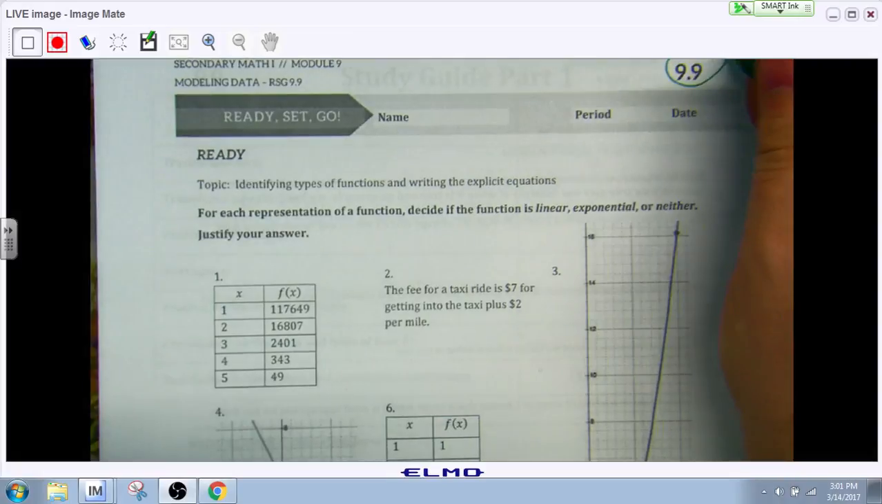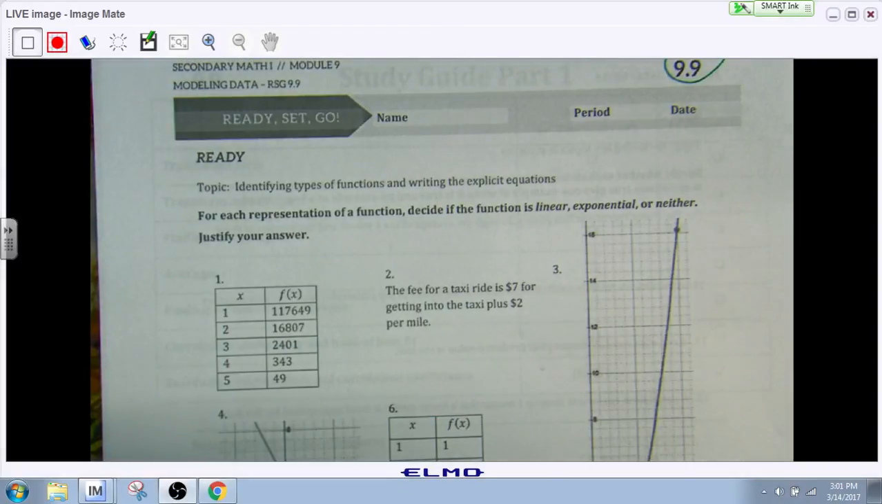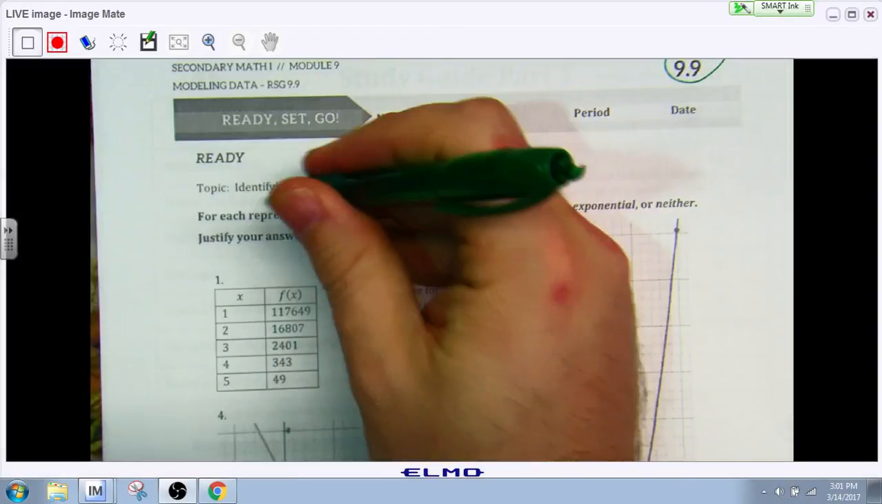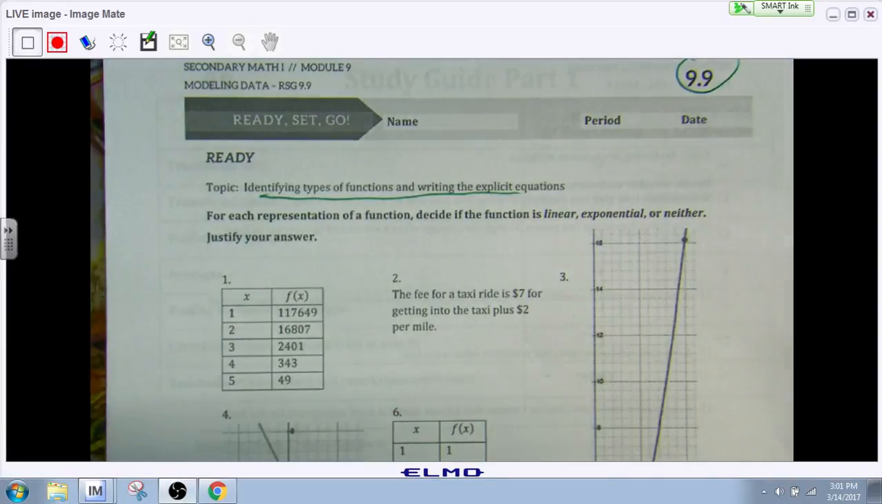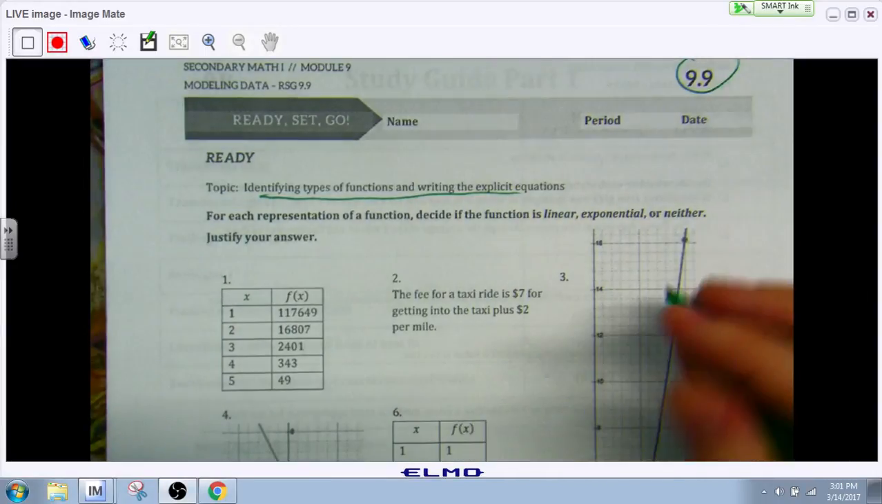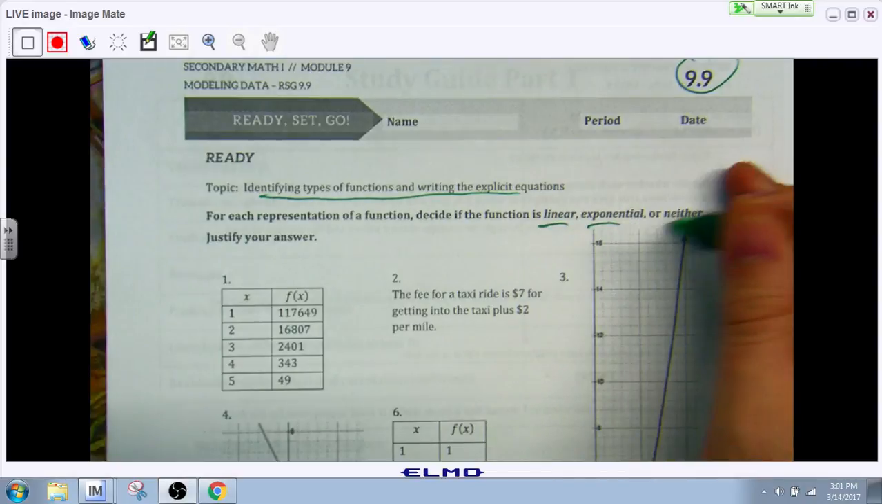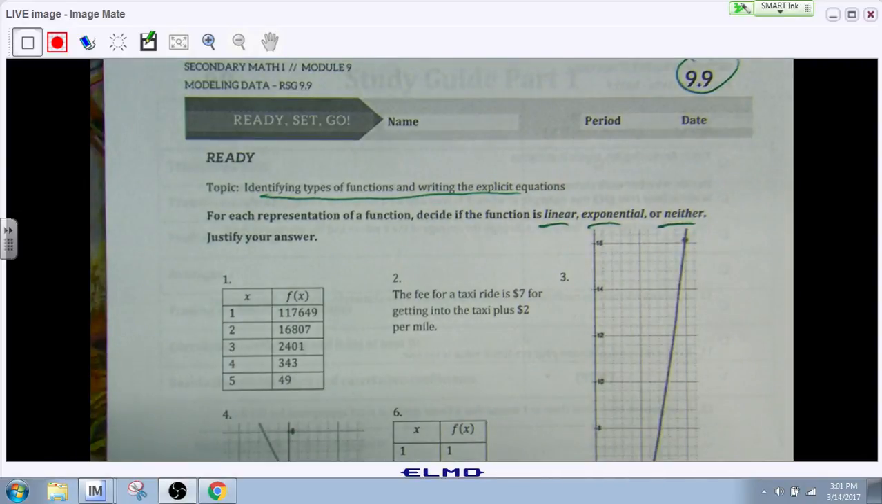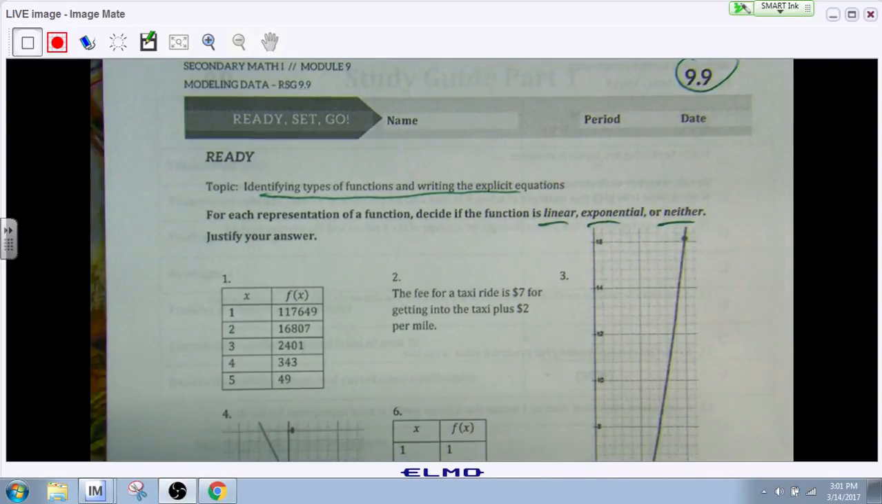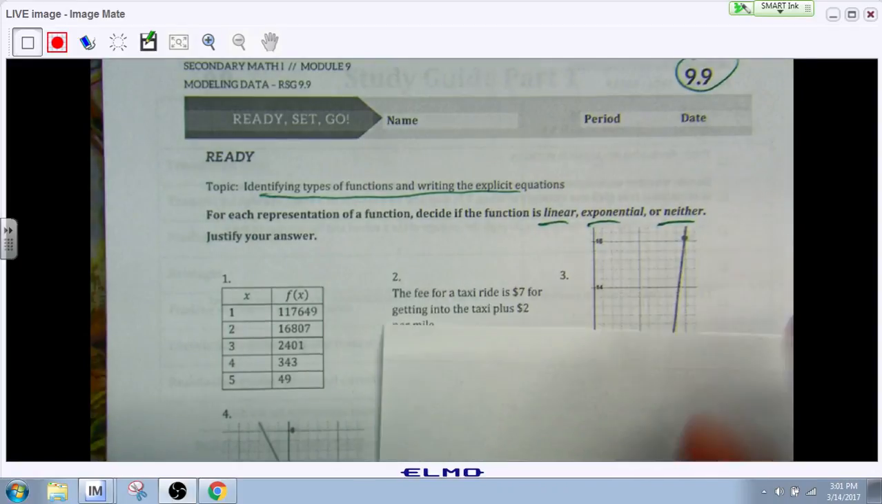But this is the last of the new material in 9.9 here. The very first topic is we want to identify what type of function, and we want to be able to write explicit equations for it. So we're going to be given a linear, exponential, or neither. To be able to do this, we kind of need to go back in the Wayback Machine of our brains and remember how these things are done.